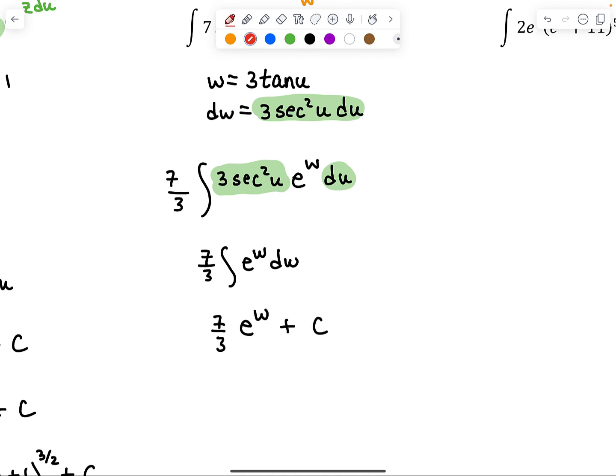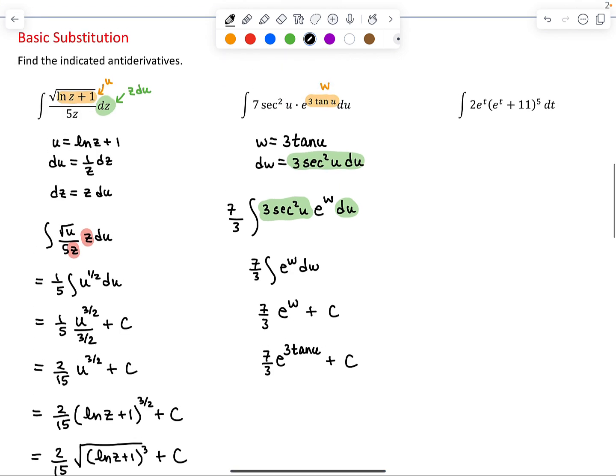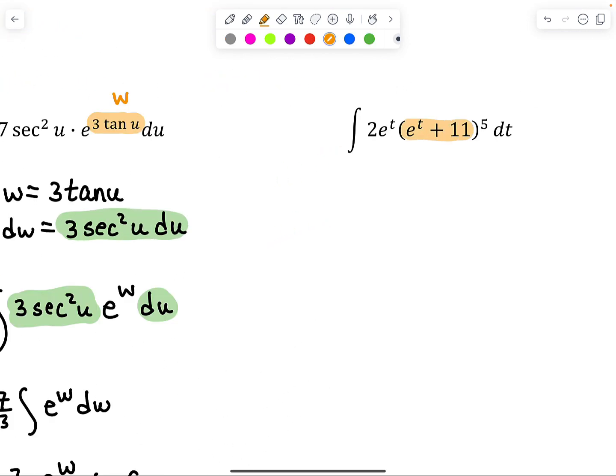And now that we've anti-differentiated, I can do the back substitution. So we get a final result of 7/3 e to the, and then w was 3 tangent of u, and then plus c. I leave it to you to verify that if you differentiate this function, you will get the original integrand. Okay, this last case, I see we have a base to a constant power.